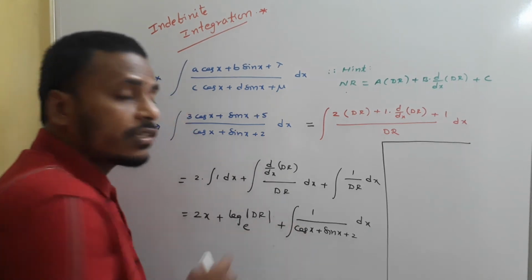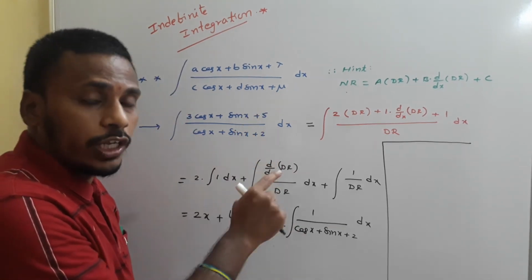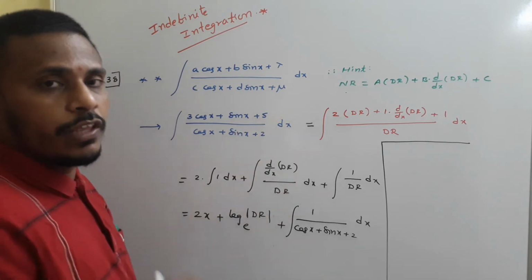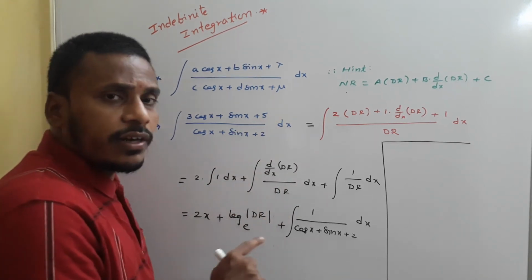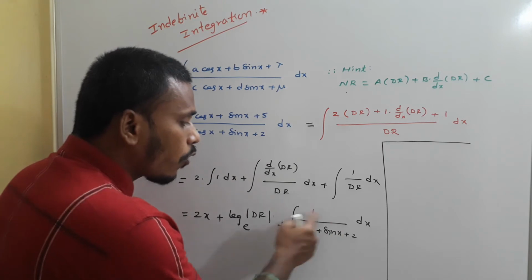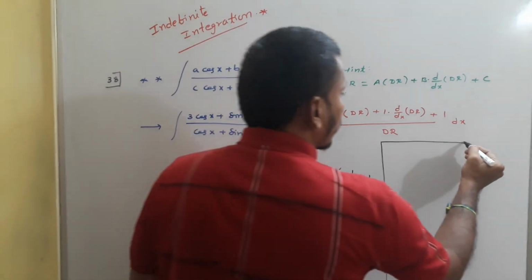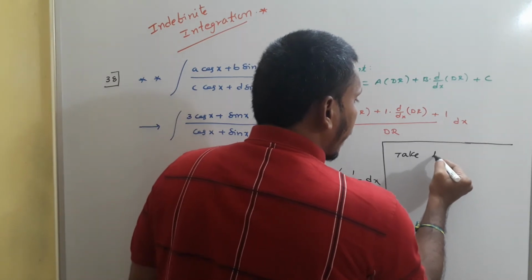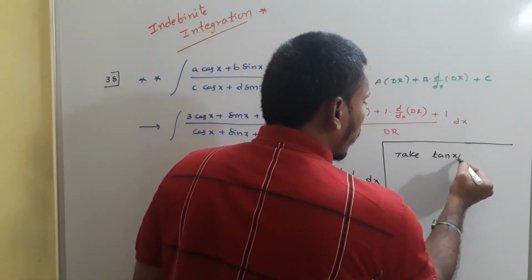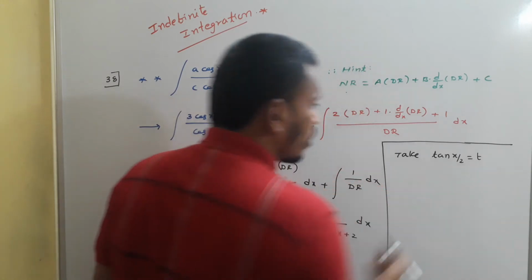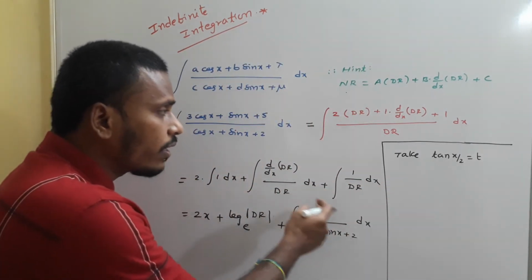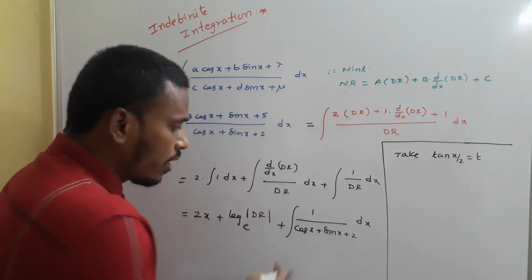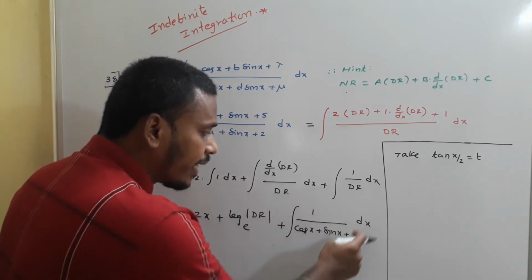To find the integral of this third term, we need to recall the method which we mentioned at the 37th point, and its previous point, so 36 and 37 you need to revise. So how to solve this? Using points 36 and 37, we need to take tan x by 2 equals t, and then try to convert everything in terms of t. I am thinking about this integral only.